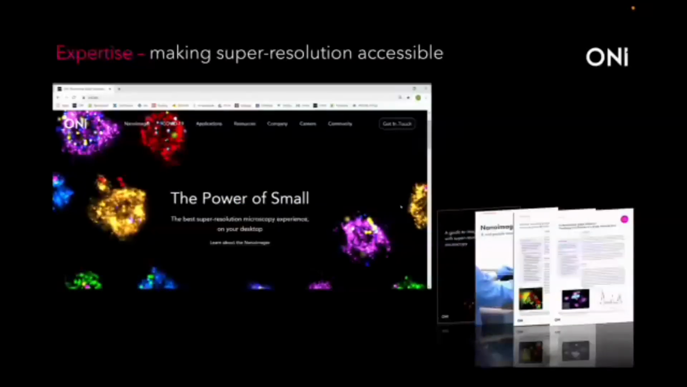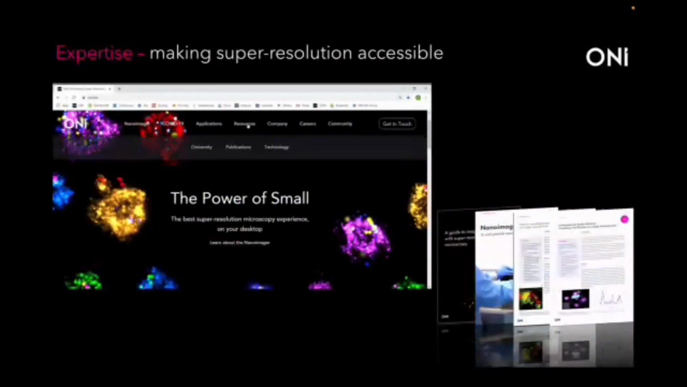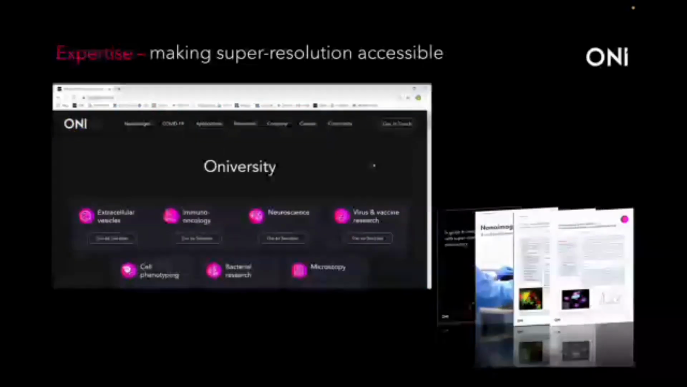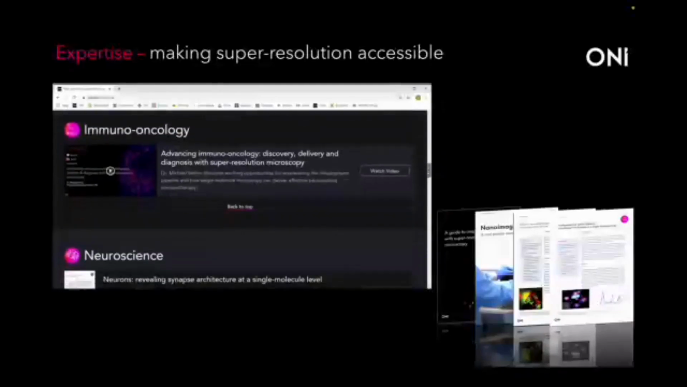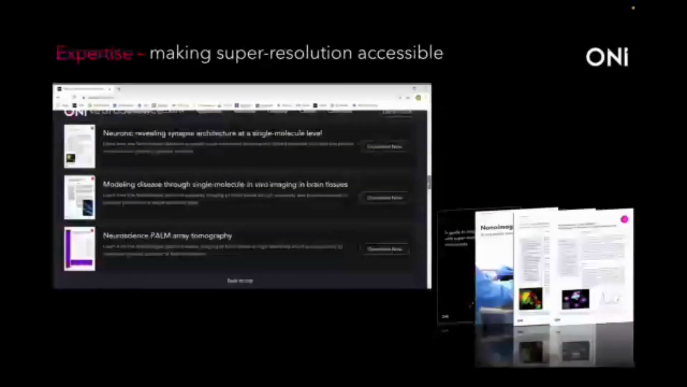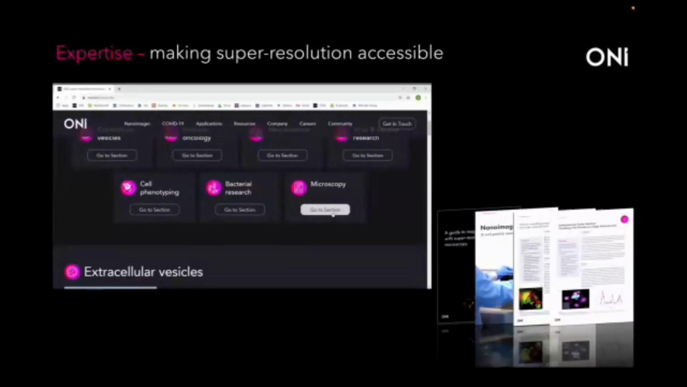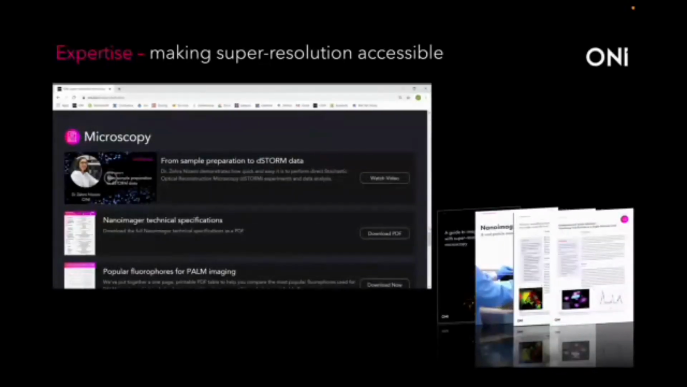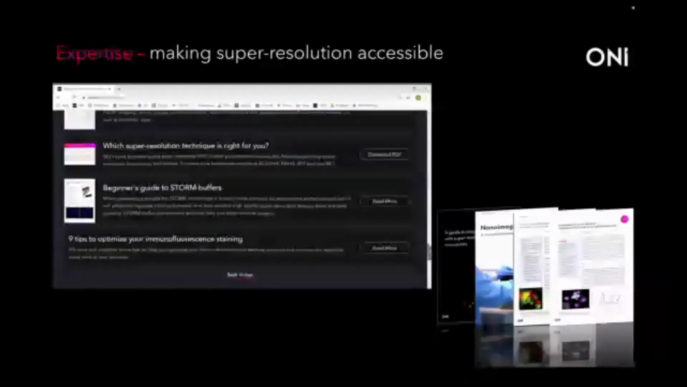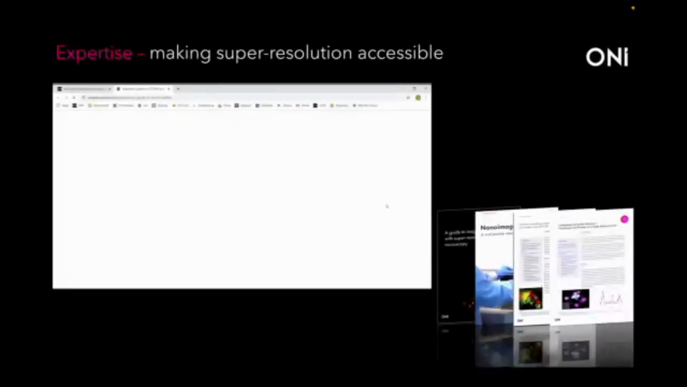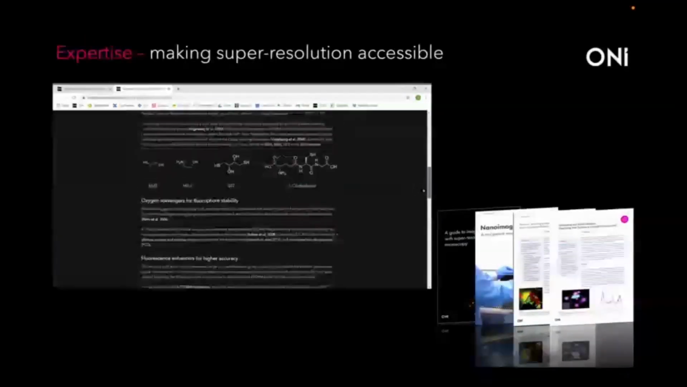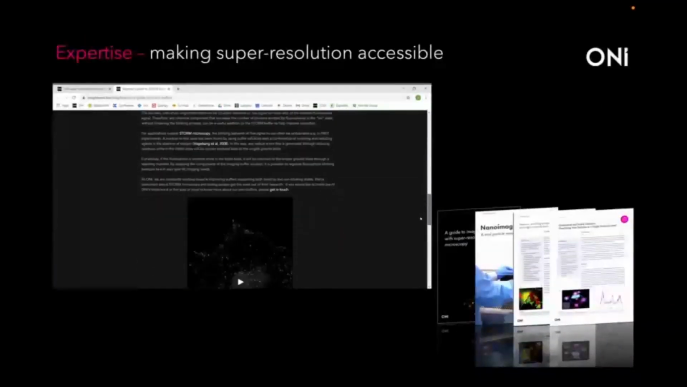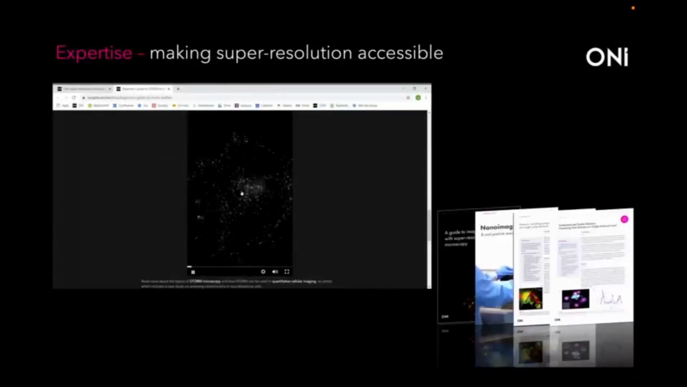Similarly, we need to not only provide instruments, we need to make it so that everyone can understand how to use our instruments. So we have resources such as our university. We have guides to super resolution imaging that allow people to understand how they should be designing and doing their experiments. And we have a range of resources that are available to people. And we also have a lot of in-house experts who are able to advise and help on the design of experiments. So we're very much not the kind of company that just sells an instrument and then says bye to our customers. We like to be involved with our customers throughout the whole process and supporting them as much as we can.